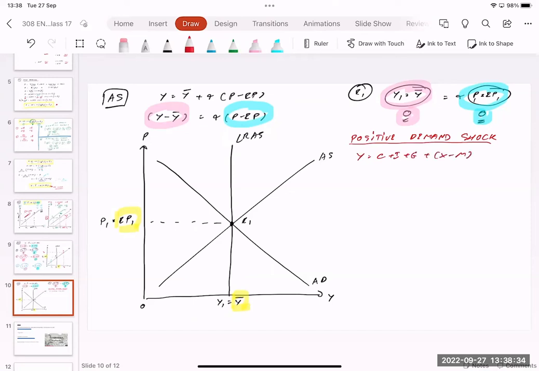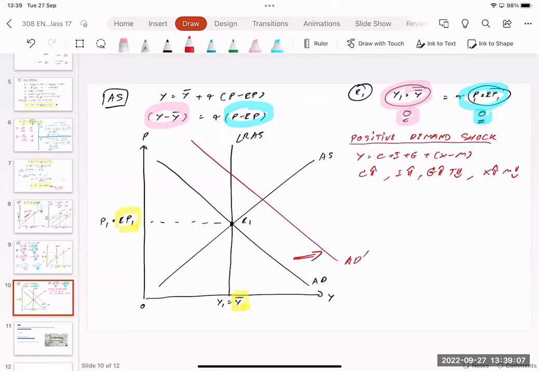For some reason, if the household sector consumes more, if the business sector invests more, or the government uses the budget deficit, spending more and taxing less, or international trading is really good, you export more and import less. All of these have a positive effect on the demand curve, right? The aggregate demand curve will shift to the right.